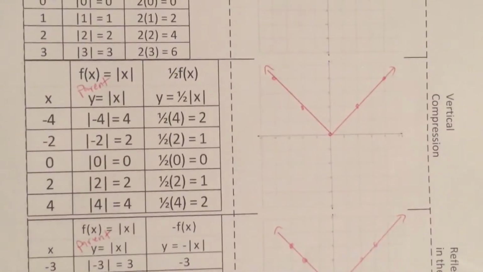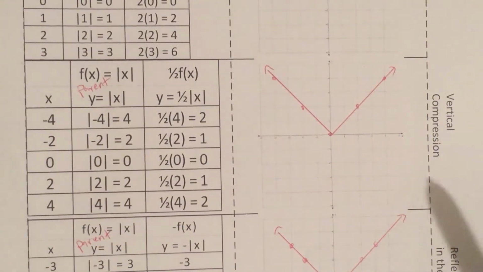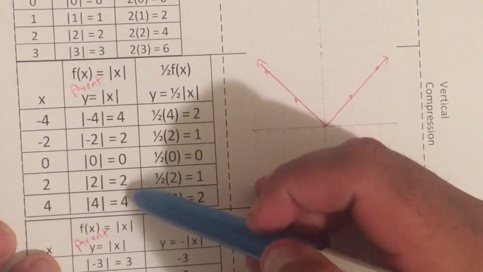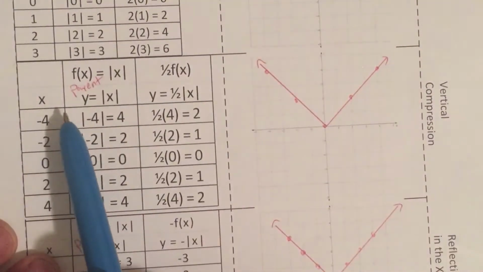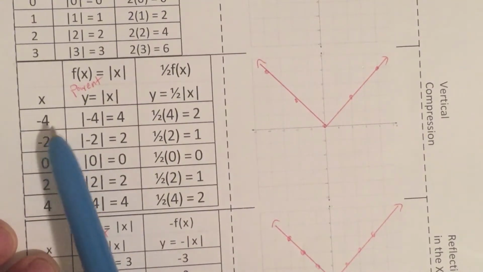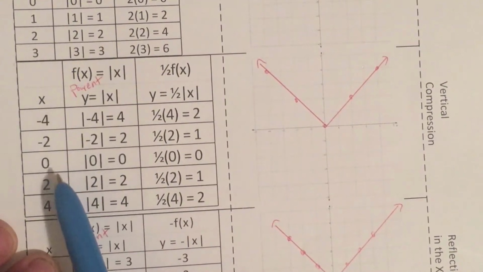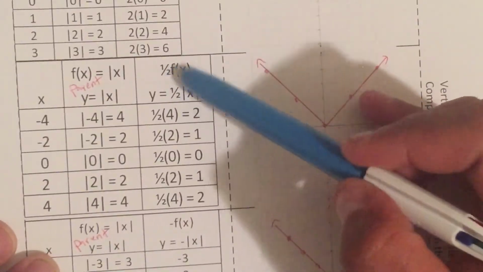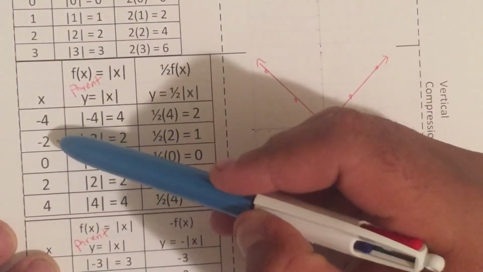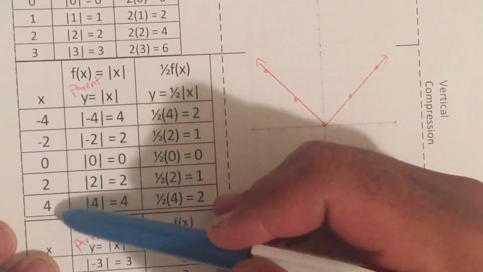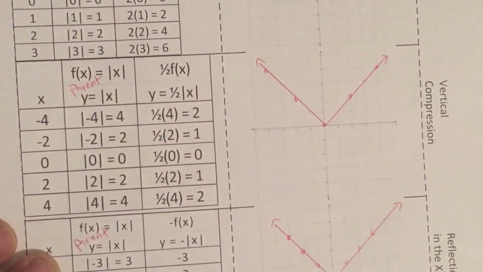This is part number 2 of Foldable number 2, and this one is for a vertical compression, which we see here. So we start with our parent function. The only thing different is that instead of going -2, -1, 0, 1, 2, we're starting at -4, -2, 0, 2, 4, because we're actually going to be multiplying the function by 1/2. If we were to put 1, then we'd have a pesky fraction, and it's just easier to put numbers that divide by 2.